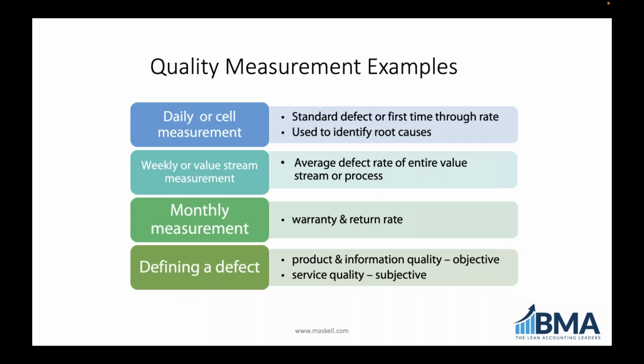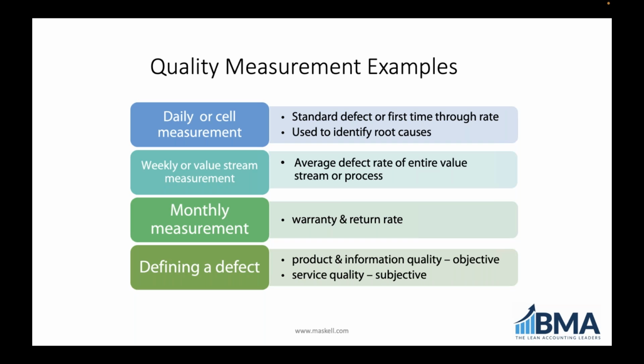So let's look at a few different types of measures. Daily or cell measurement: what was the defect rate today? Or what was the first time through rate today? Now, this is the best place to understand the root causes. Why? Because you know what the defects are. It's very easy to understand why it occurred. When you look at a weekly measure or a value stream measure, you're looking at the average defect rate for the entire value stream over time. You're trying to improve it.